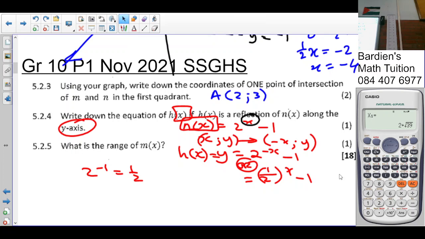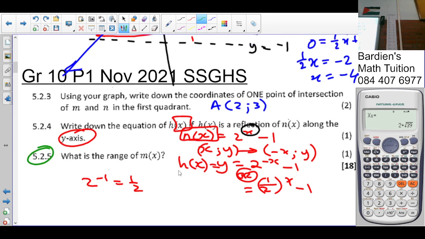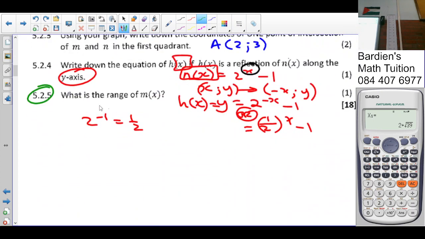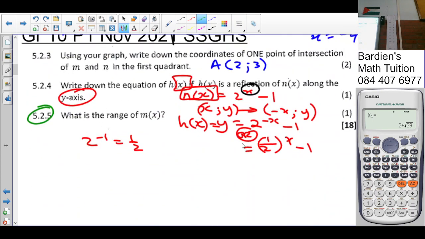The other question says, what is the range of m of x? So what is the range, people? Range is all possible y values. If you look at m, it goes all the way to negative infinity and positive infinity. Can you see that? So what's the range of that? Y is an element of all real numbers. So all the values for y exist on that axis. Okay? Confusion there? No?